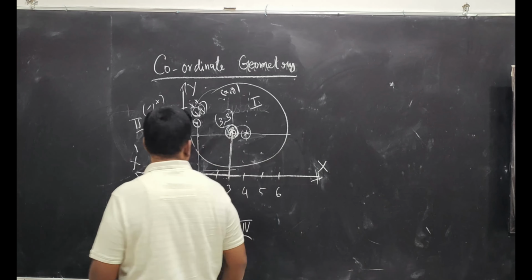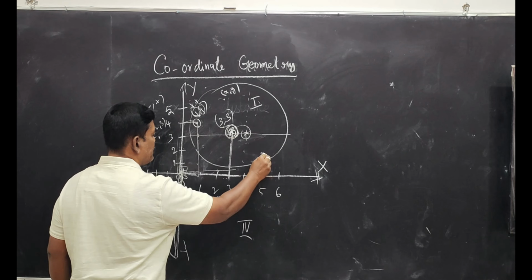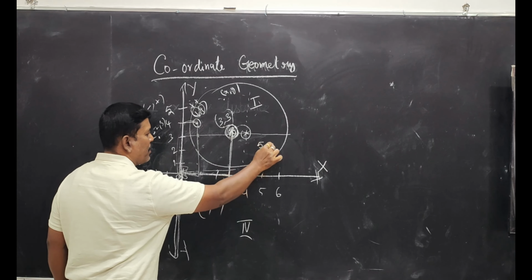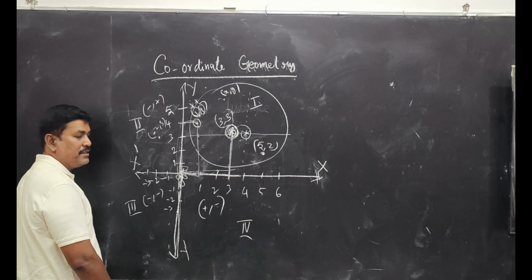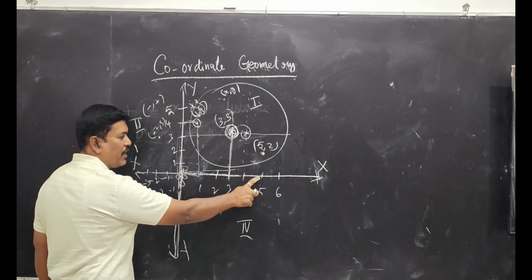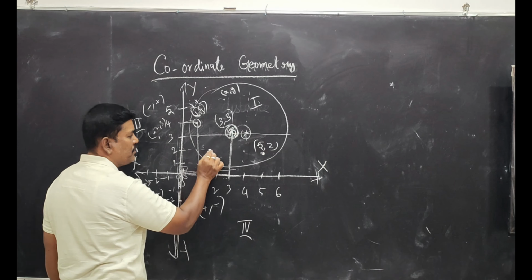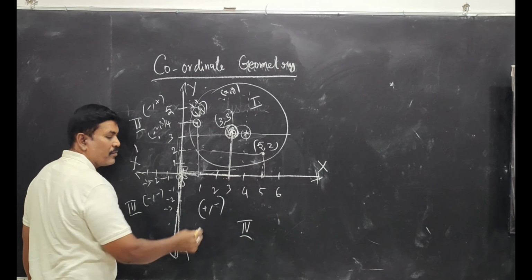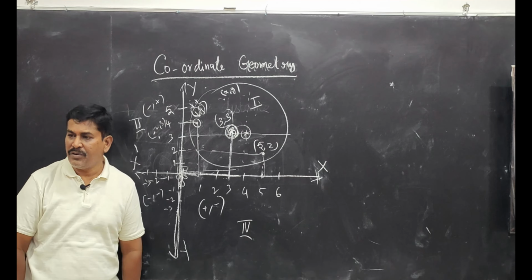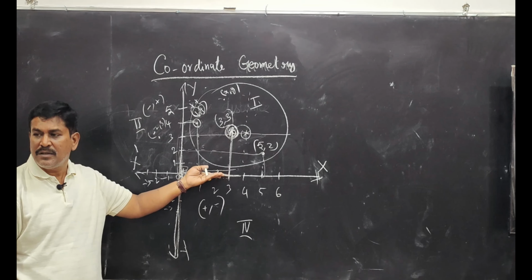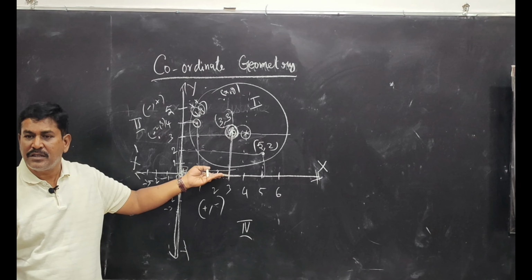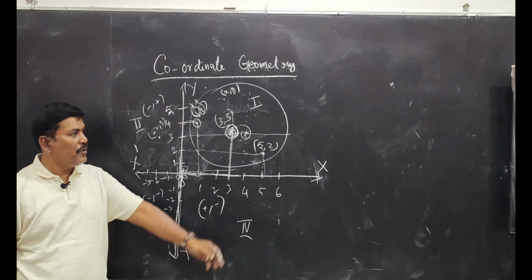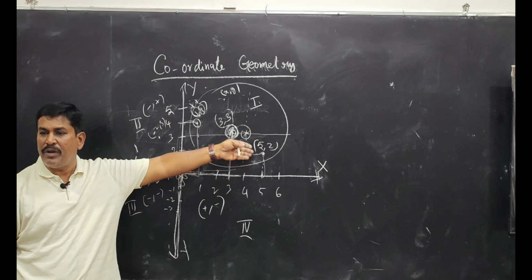Since that, if I am making a point here, this is 5, 2. Am I right, Mr. Harish? Is this right? 5, 2. Let me join this. Okay. This is in the shape of a rectangle. So, this is called a rectangular coordinate system.